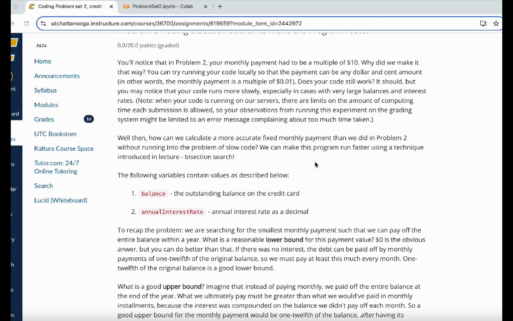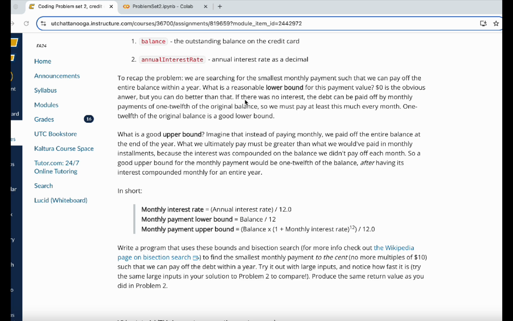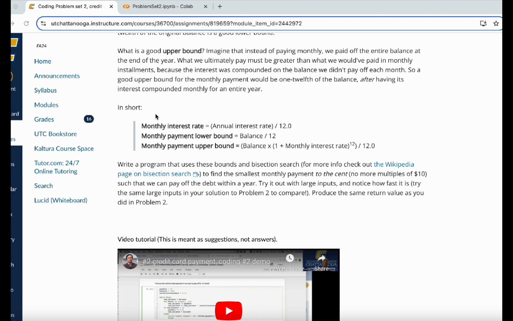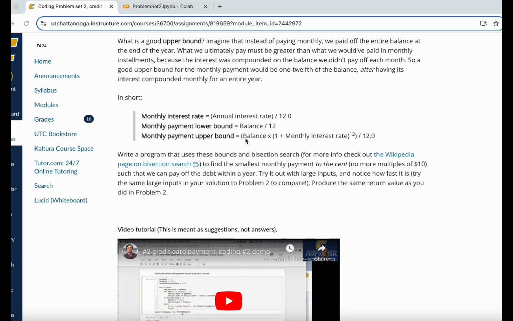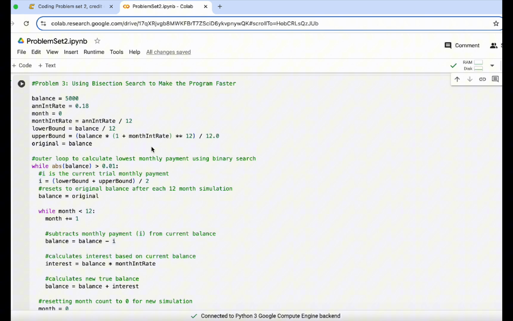to increase the speed. So we're going to need these two variables. This is talking about a lower bound and an upper bound. Down to the calculations we're going to need, so the monthly interest rate, the monthly payment lower bound, and the monthly payment upper bound, which looks a little complicated, but in reality it's not, especially when implementing the code. So let's head over here to problem number 3.